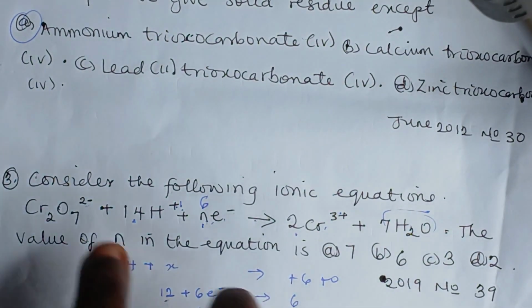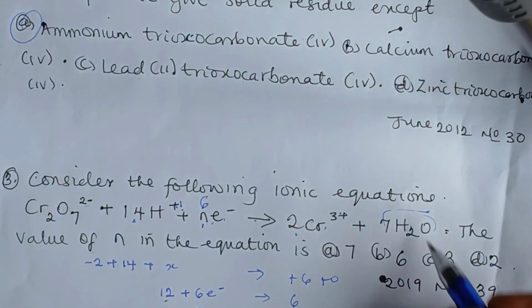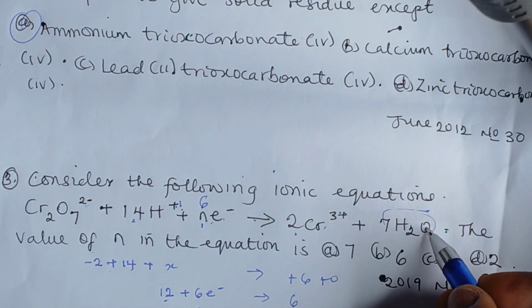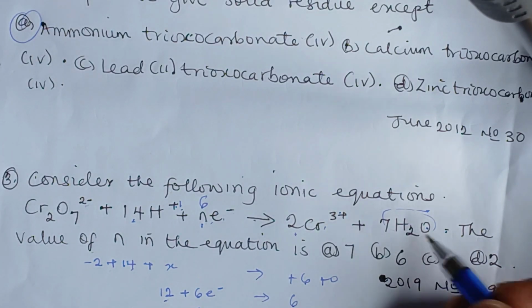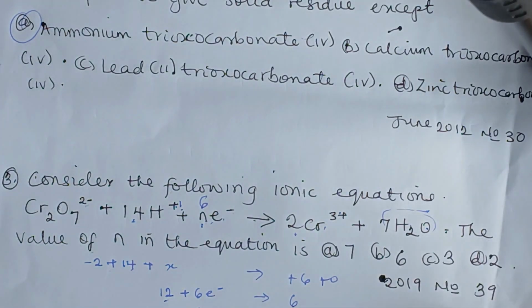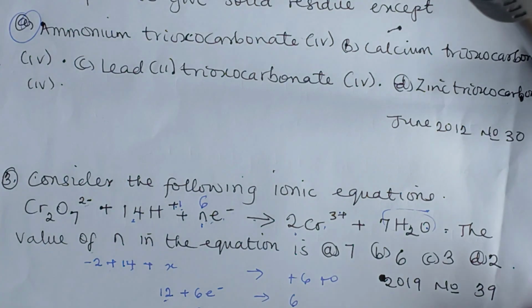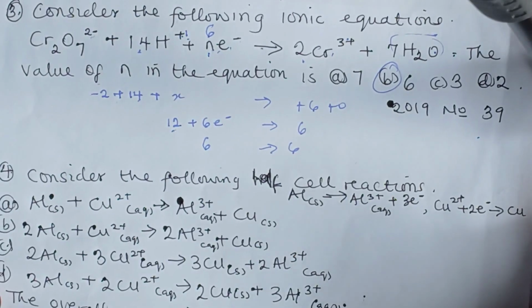We do so by calculating the charges they carry, and when you see a compound carrying no charge, it means it is neutral and has an oxidation number of 0. So this is 2019 number 39, and the answer is B. The next question, consider the following half reactions.